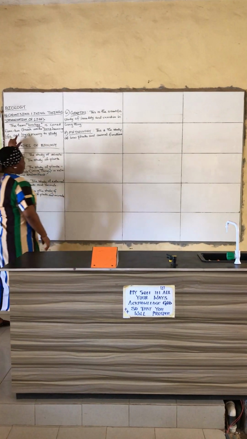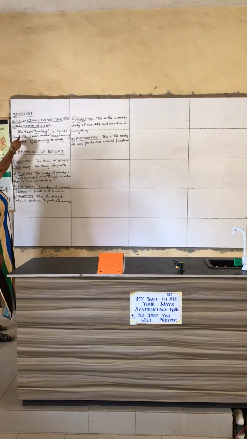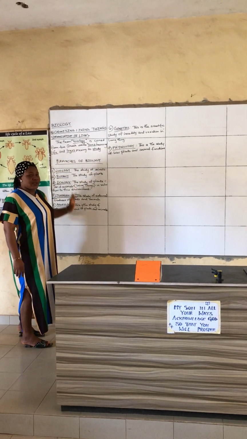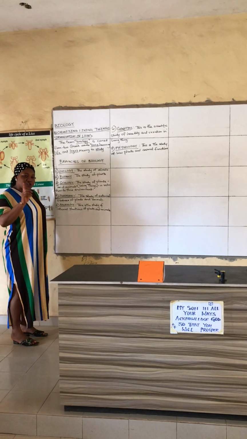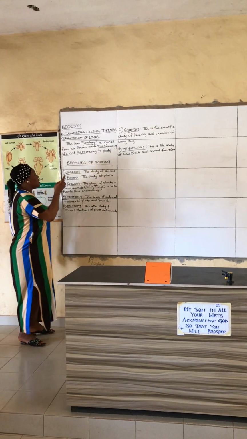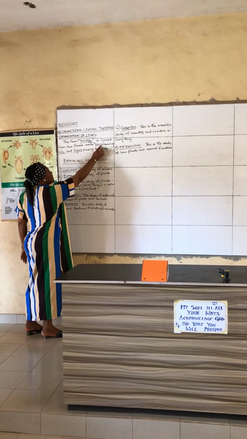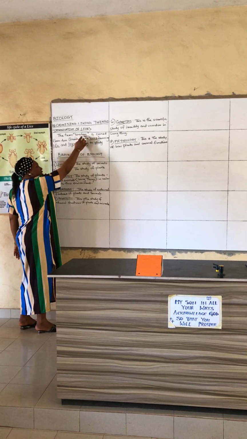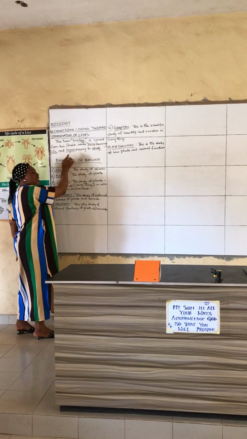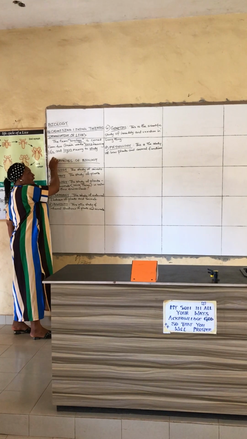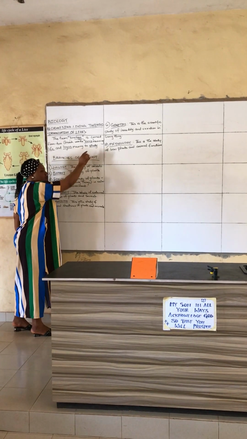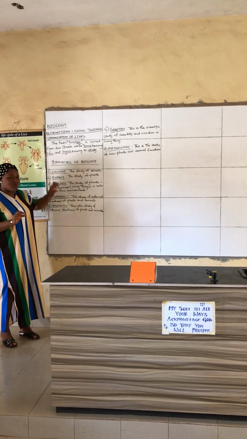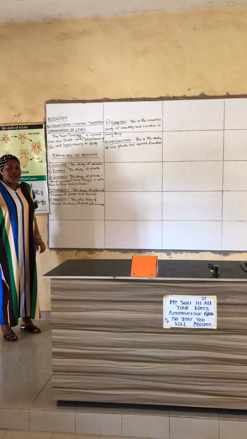The term biology is coined from two Greek words, the bios and the logos. The bios stands for life and the logos stands for study. And that is how we get the definition of biology, which is the study of life.